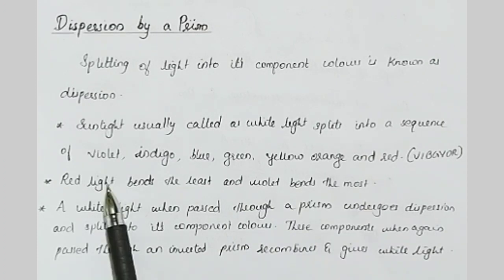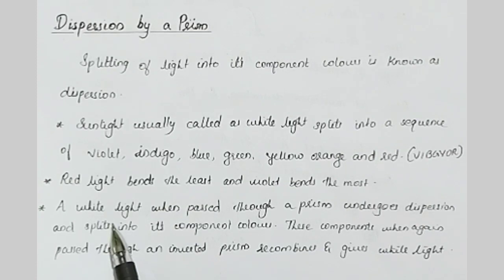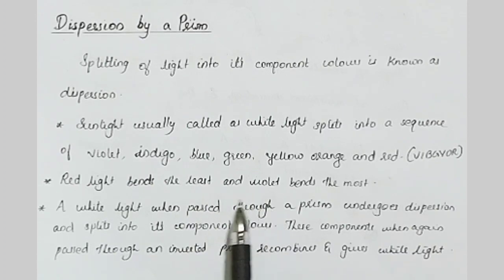least, whereas the violet bends the most. Now, it was Sir Isaac Newton who analyzed and verified whether the component colors of a white light after dispersion can recombine and form a white light again. That is, a white light when passed through a prism undergoes dispersion and splits into its component colors, and when these components are again passed through an inverted prism, they recombine to form a white light.